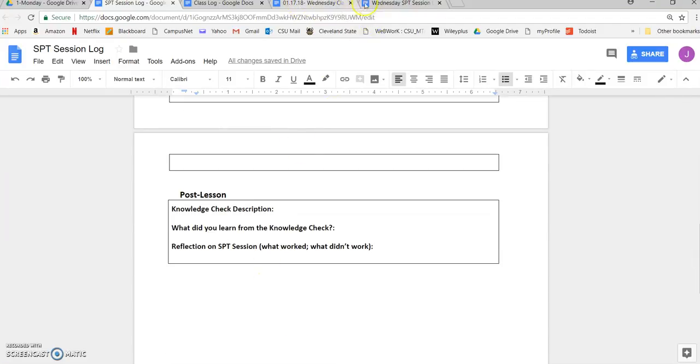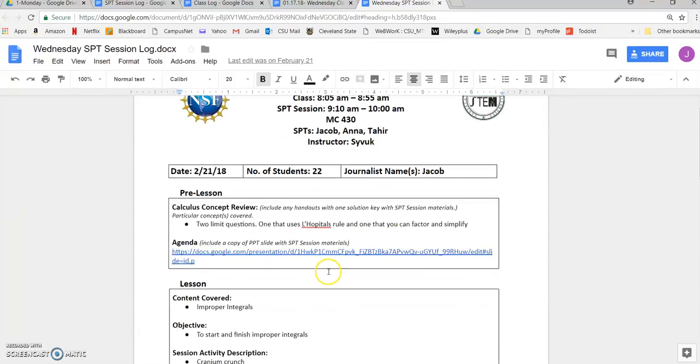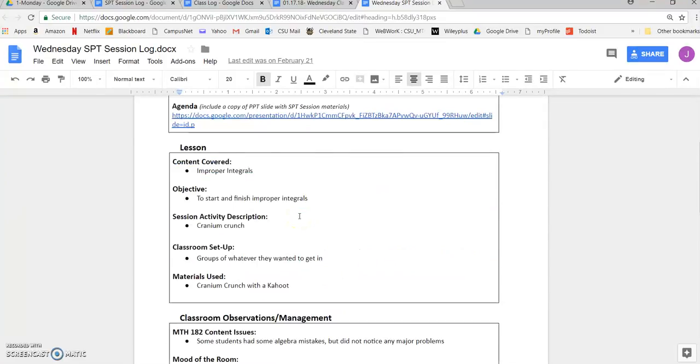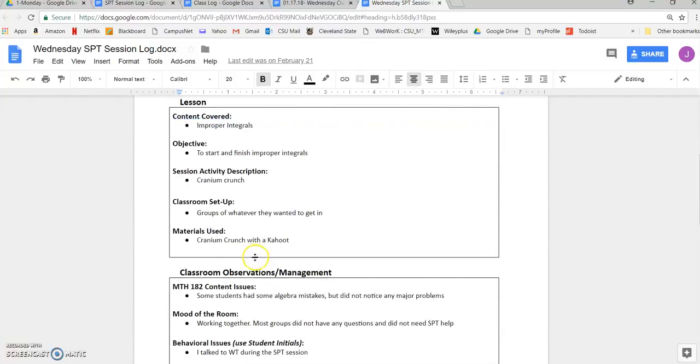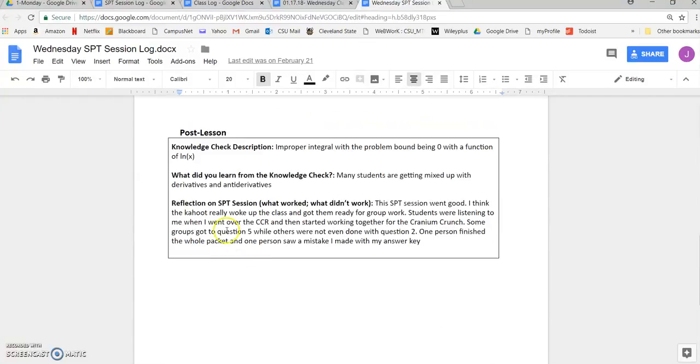At the end, this is what your SPT session log should look like. Starting with a cover of what you did with the CCR, the Calculus Concept Review, a link to your agenda, and then filling out all the prompts that it asks. The biggest bullet point is at the bottom, and it's your reflection on the SPT session.